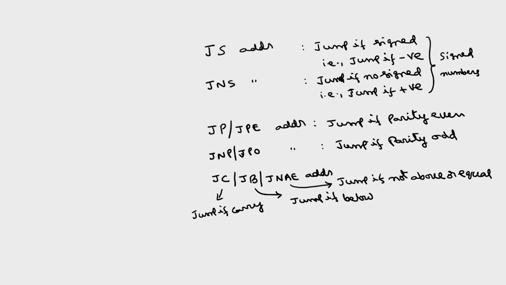And what will be the opposite to this one? Jump if no carry, means jump if not below, which is also equal to jump not below, jump above or equal address. If this carry flag is reset, the microprocessor control will go to the address that is specified, otherwise it will skip the instruction and it will go to the next instruction.